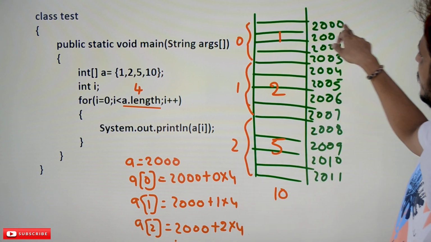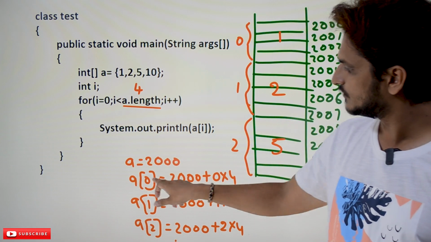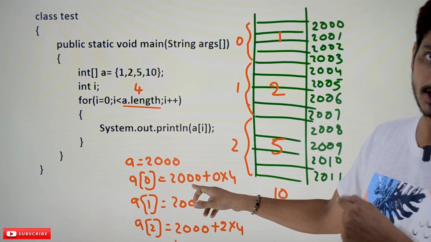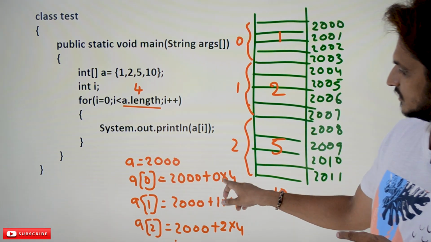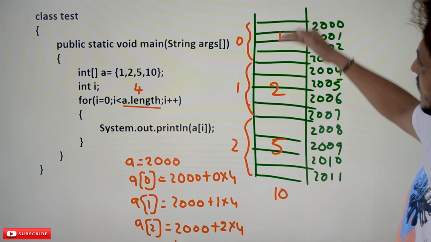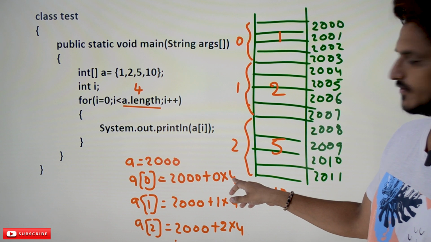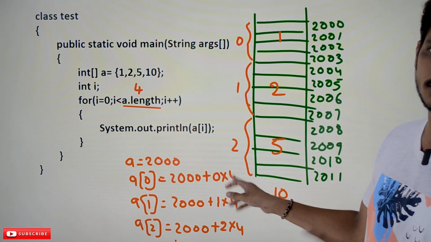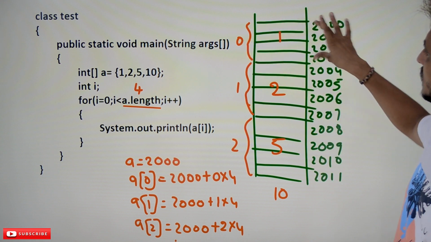See, what is the starting location? 2000. That is stored in a. a is equal to 2000. a[0] means inside it is going to find like this: 2000 plus 0 multiplied by 4. Why is it taking 4? One element, 4 lines. So 2000 plus 0 multiplied by 4 is 0. 2000 plus 0 is 2000. So the starting location of the 0th index is 2000.